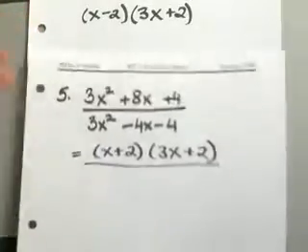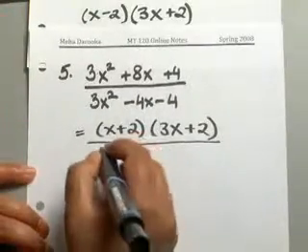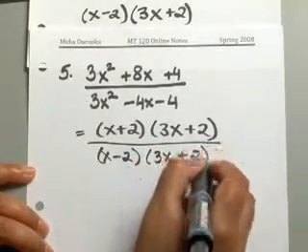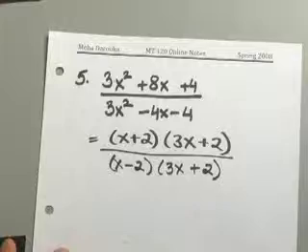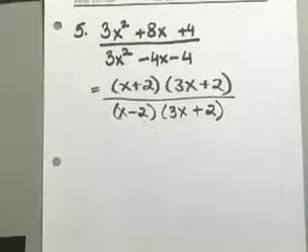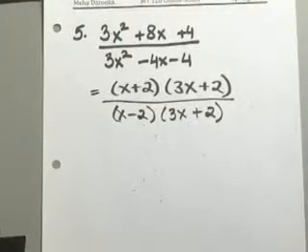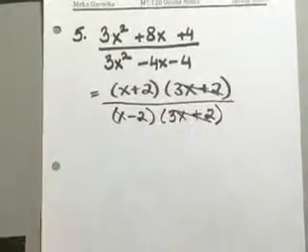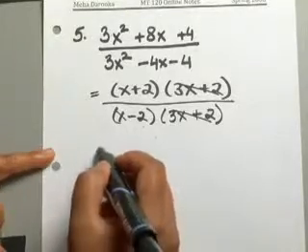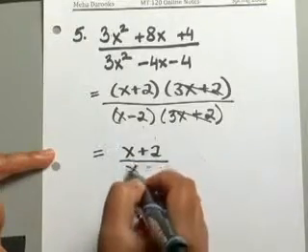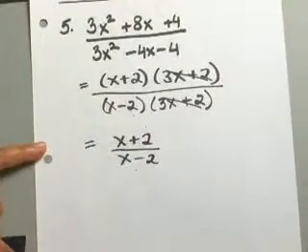Okay, so the denominator is x minus 2, 3x plus 2. Now once you factor your numerator and denominator, then go ahead and see which ones are the common factors, and then, using your fundamental property, go ahead and cancel those out. So here you can see 3x plus 2 and 3x plus 2 are your common factors. You cancel those out. And in lowest terms, this expression will be x plus 2 over x minus 2.